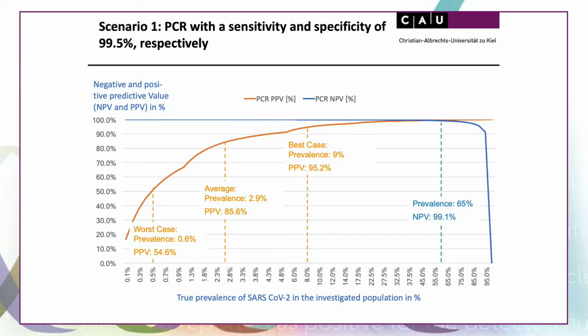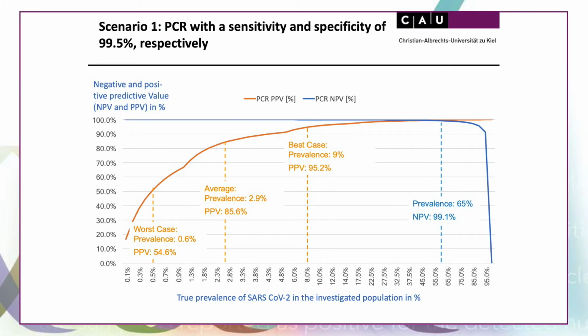Here you can see a graph showing when positive and negative predictive values are plotted against true prevalences of SARS coronavirus 2, where the blue line represents the negative predictive value and the orange line represents the positive predictive value. As you see, the negative predictive value curve hardly changes at all over a broad range of realistic prevalences, and only begins to decrease when the prevalence surpasses a threshold of about 70%. The positive predictive value, however, only achieves a moderate level, 85.6%, at the average SARS coronavirus 2 prevalence reported for Germany, 2.9%.